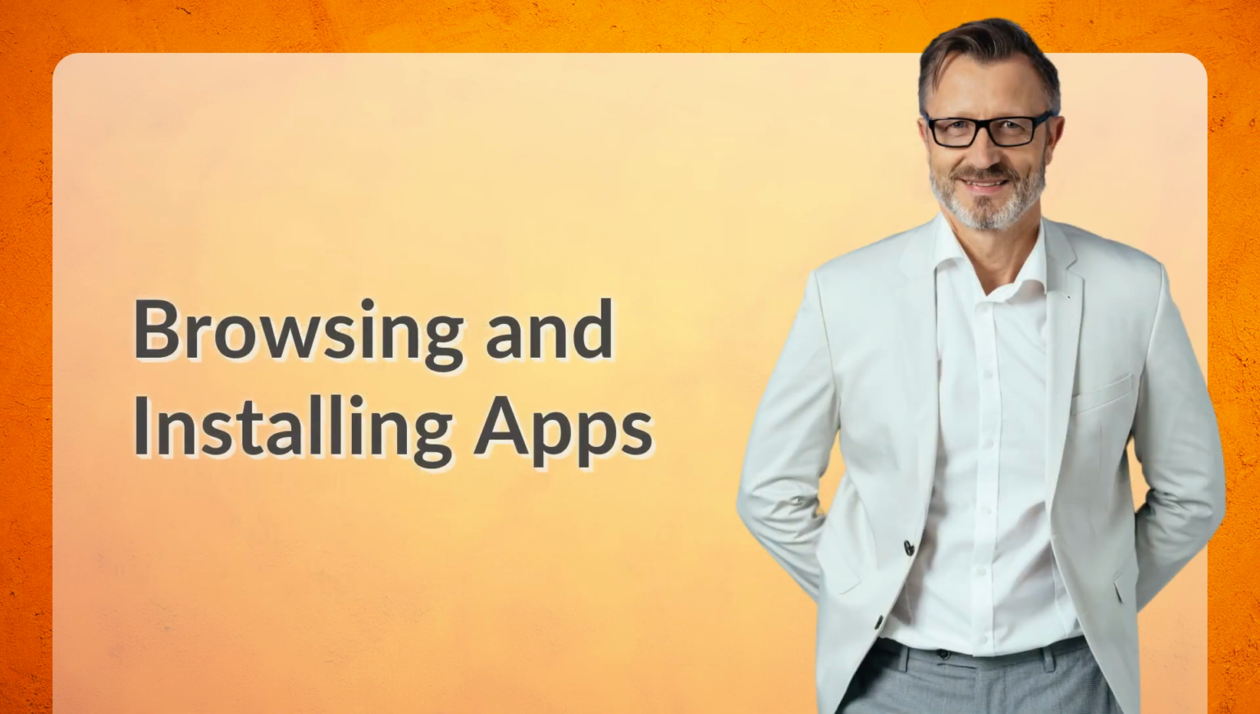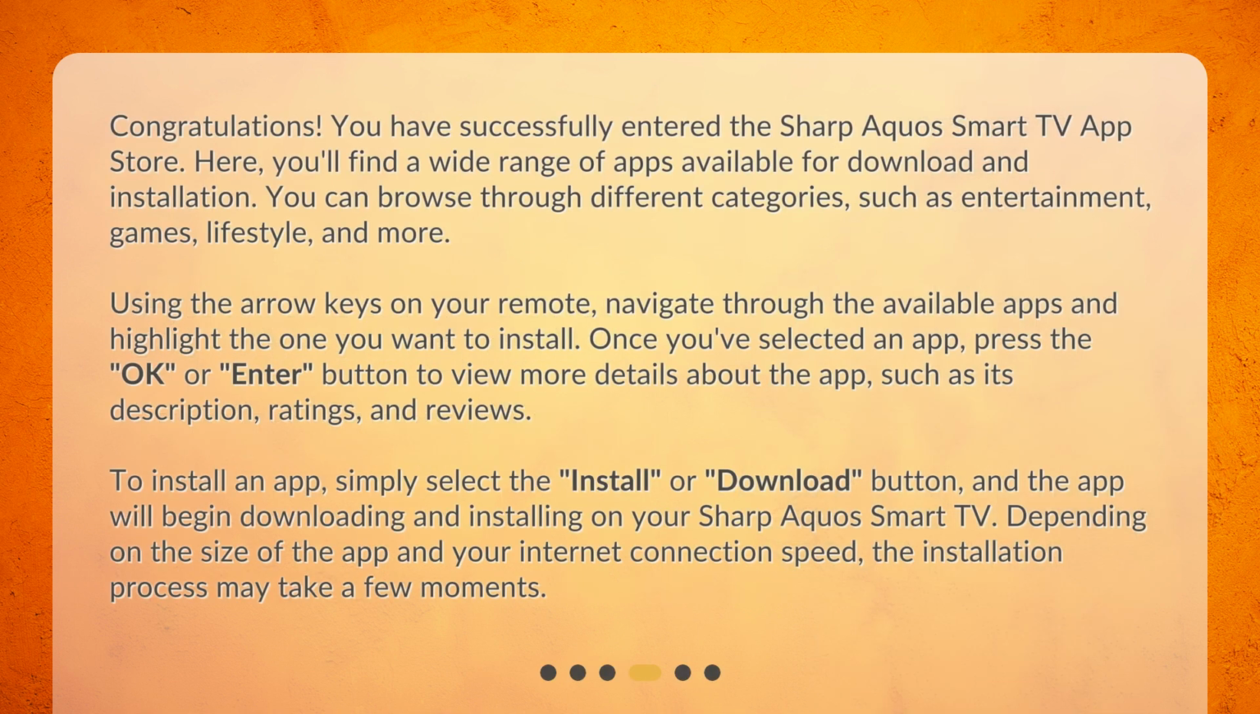Browsing and installing apps. Congratulations! You have successfully entered the Sharp Aquos Smart TV App Store. Here, you'll find a wide range of apps available for download and installation. You can browse through different categories, such as entertainment, games, lifestyle, and more. Using the arrow keys on your remote, navigate through the available apps and highlight the one you want to install.